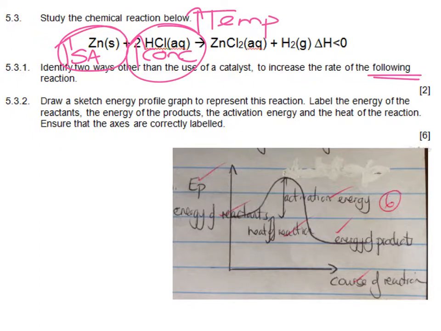And then finally, it says draw a sketch energy profile to represent the reaction. Well, we know that it's an exothermic reaction. Label the energy of reactants, the energy of products, the activation energy, the heat of the reaction, and ensure that your axes are correctly labeled. The x-axis is called course of reaction, and this is potential energy. You need to show the shape of an exothermic reaction as well in that, and this is pure bookwork. It's a level 1 question, and really you should be getting full marks for it.